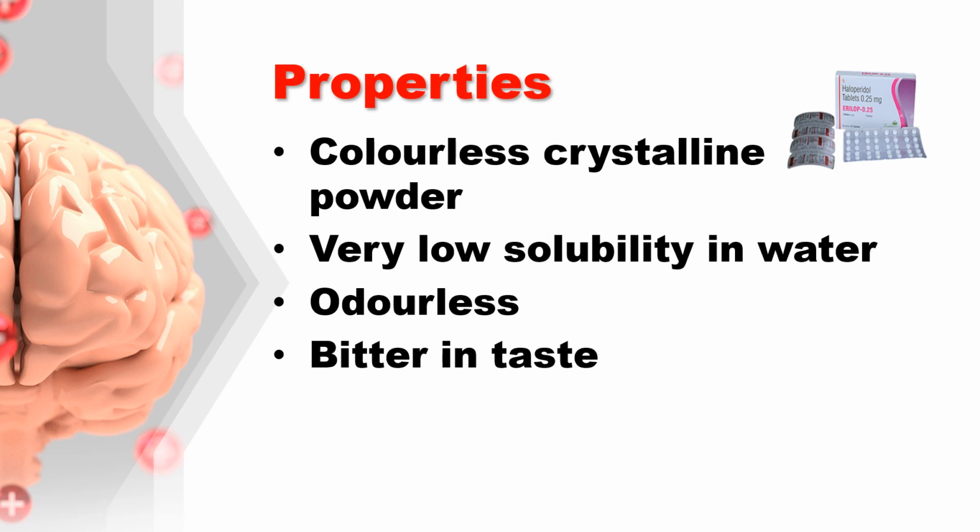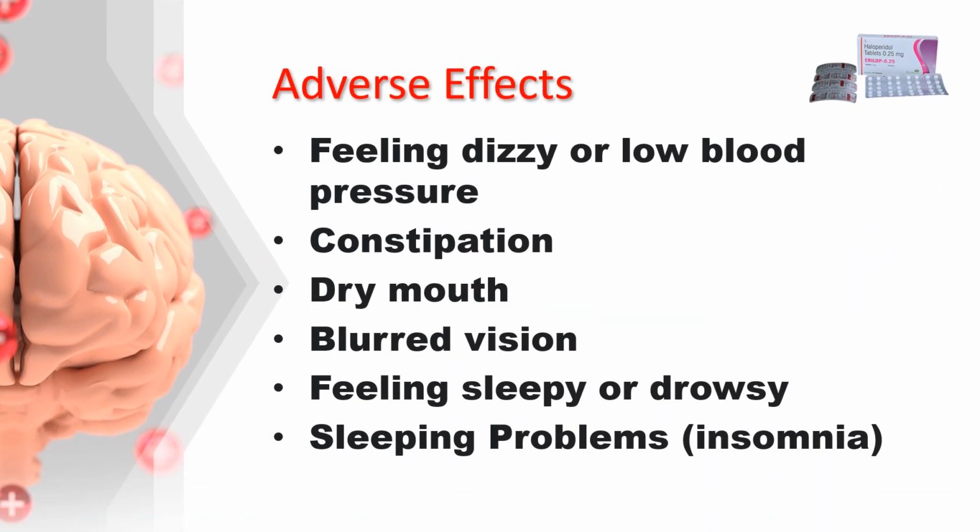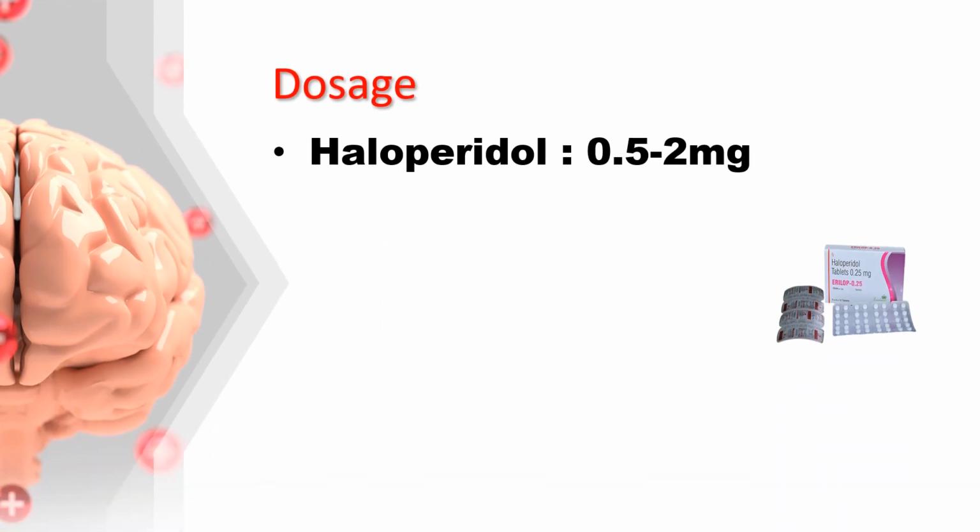Properties. It's a colorless crystalline solid. It does not possess any odor. It has very low solubility in water and it tastes bitter. The adverse effects that arise are feeling dizzy or low blood pressure, constipation, dry mouth, blurred vision, feeling sleepy or drowsy, insomnia. The dosage of haloperidol ranges from 0.5 to 2 mg.